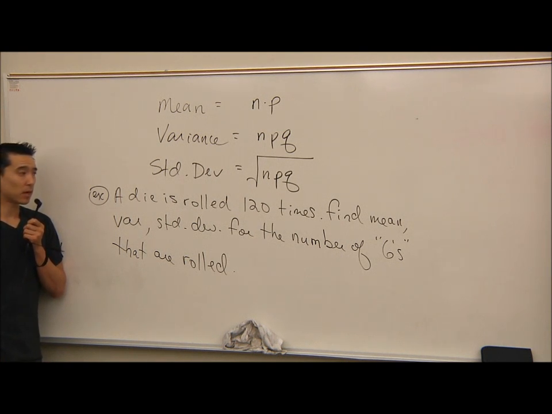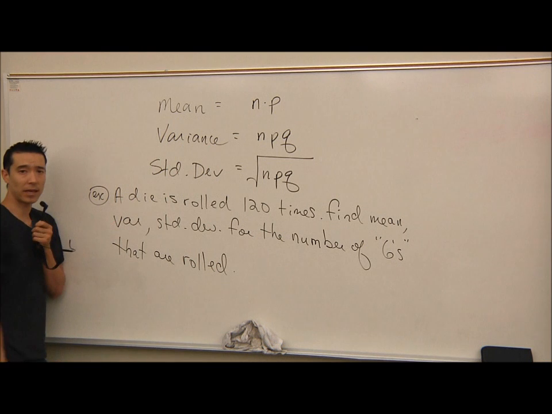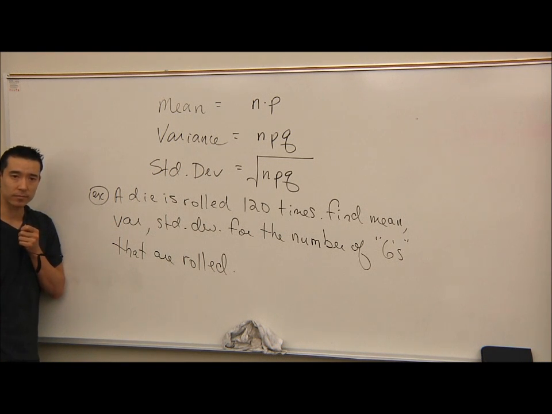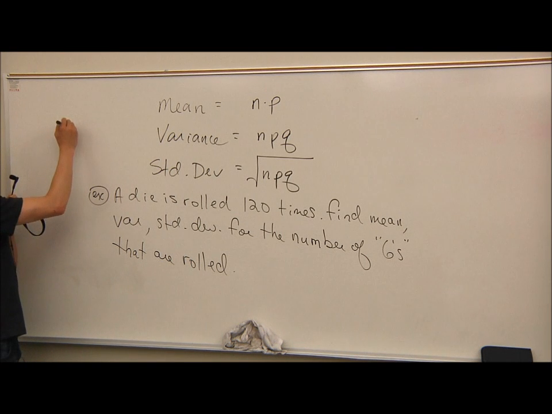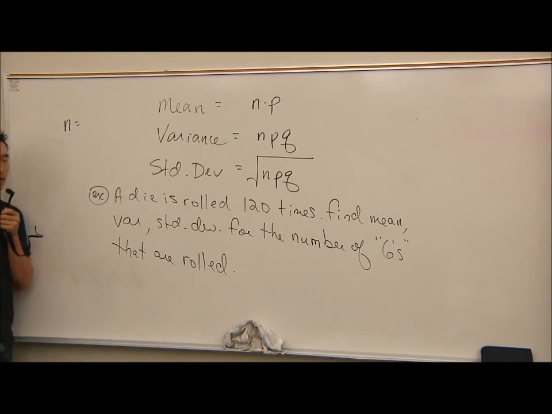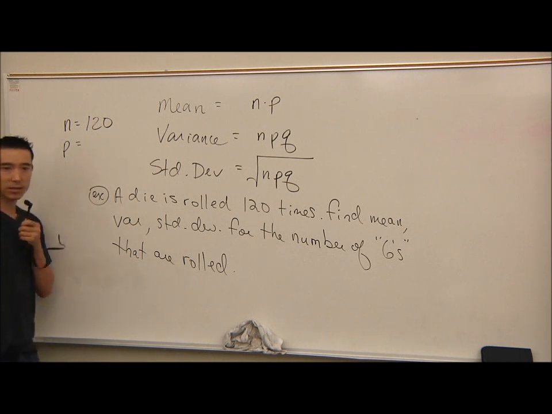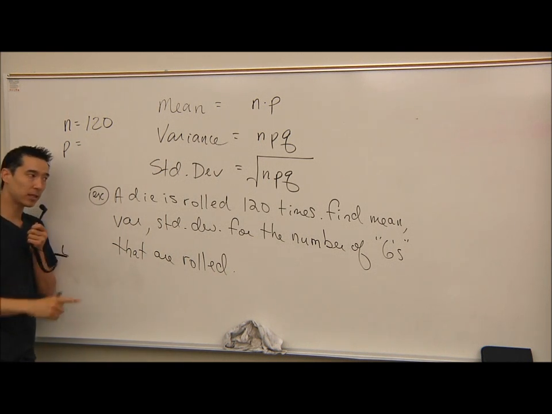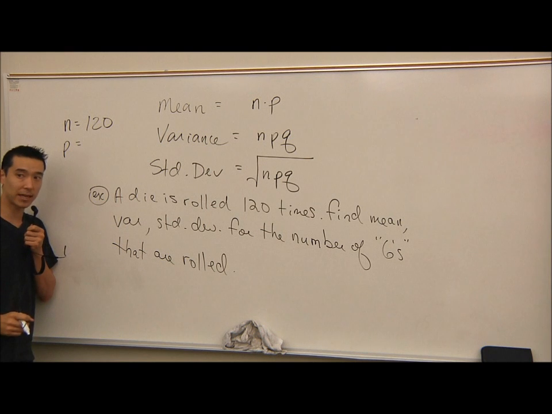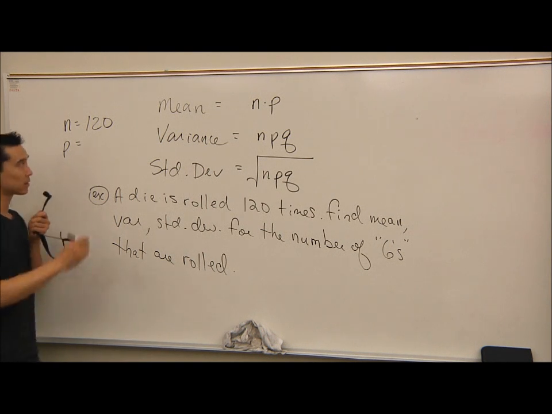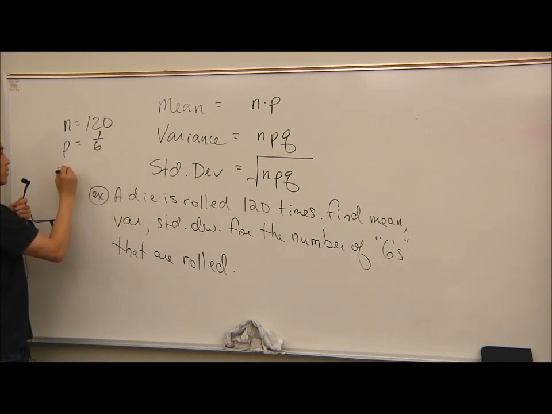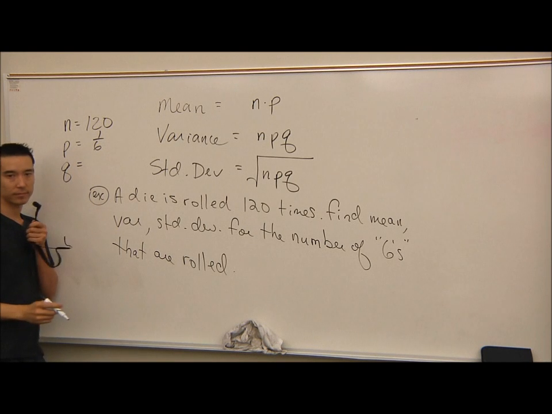Before I can do this problem, I need to check, is this a binomial distribution problem? If so, what is n? How many times am I rolling a die? 120 times. What is p? When I roll a single die one time, what's the probability of success? In this case, success is getting a 6. 1 out of 6. If p is 1 out of 6, what is q? 5 out of 6.